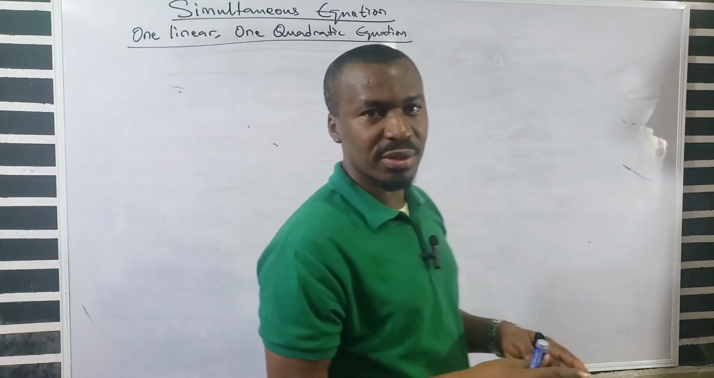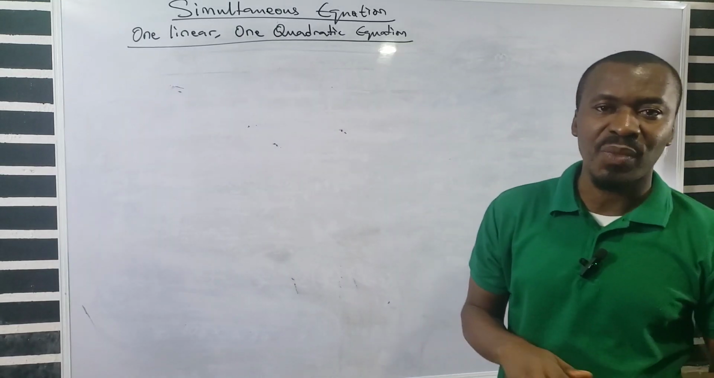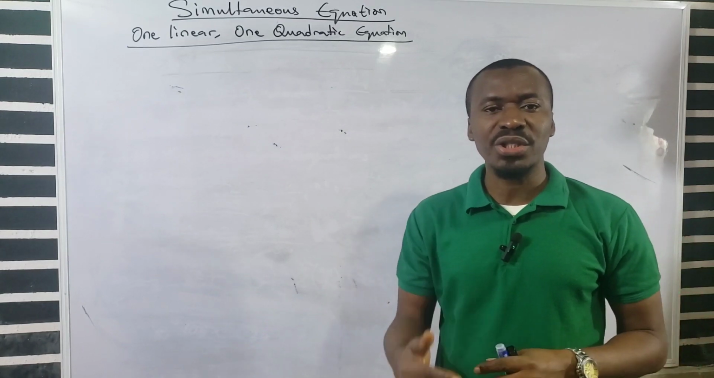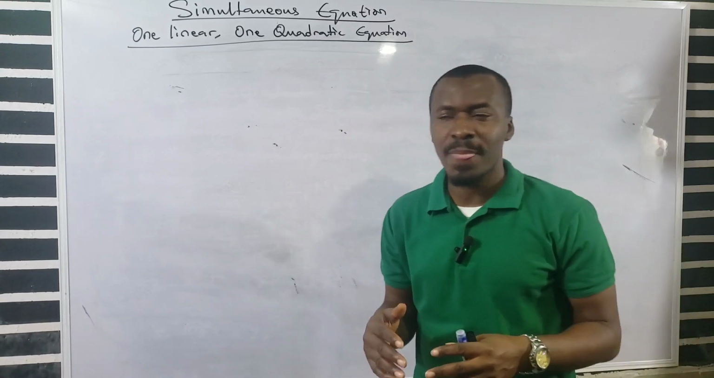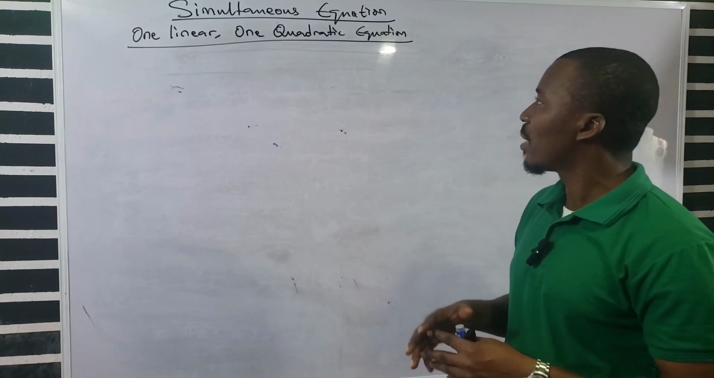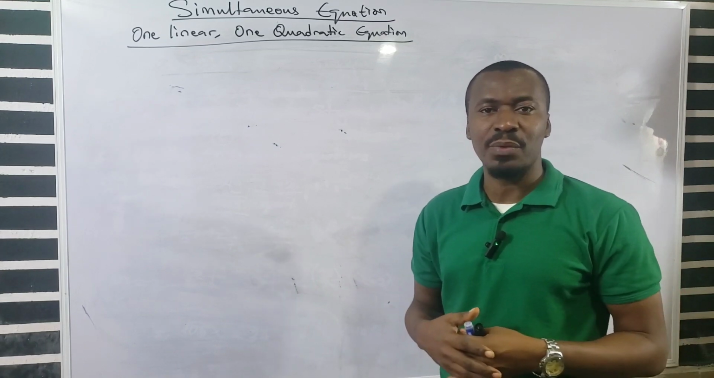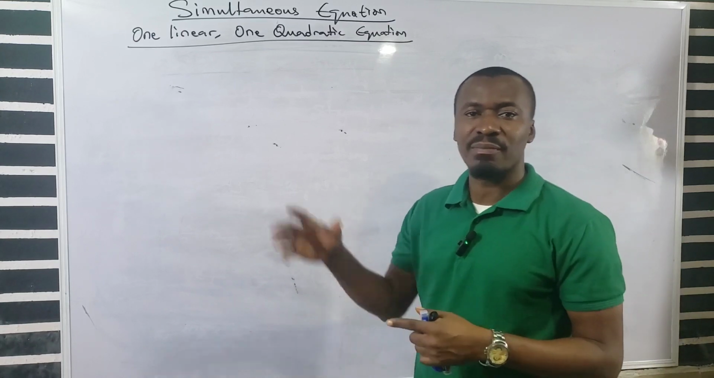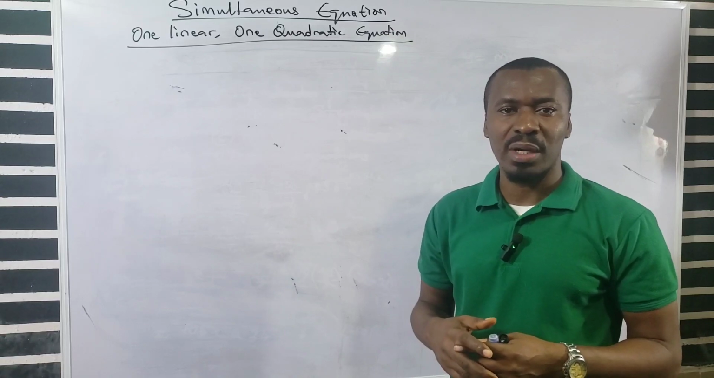This is a situation where you have a simultaneous equation in which one of the equations is linear while the other equation is a quadratic equation. So in such a case, what are we going to do? We are going to use an example to show how we can solve a problem of one linear and one quadratic equation. I'm going to solve 4 examples looking at 4 different kinds of problems that can come out from this topic. So let us start with question number 1.